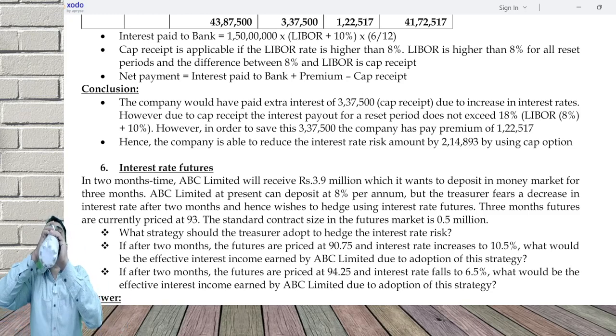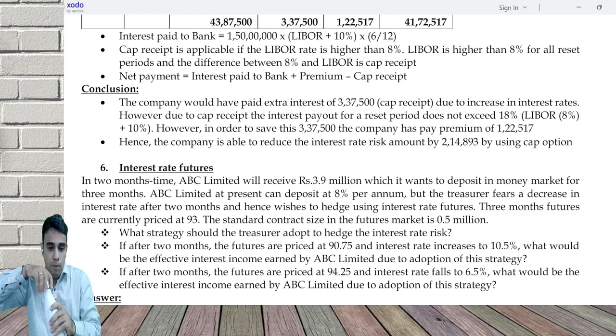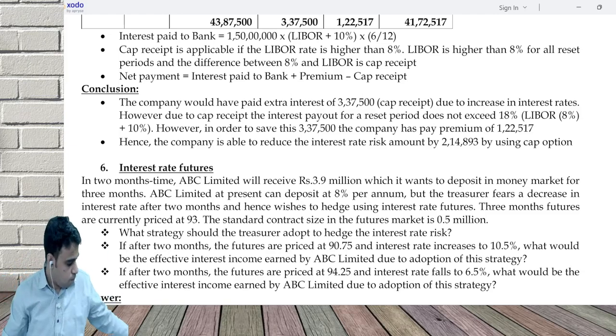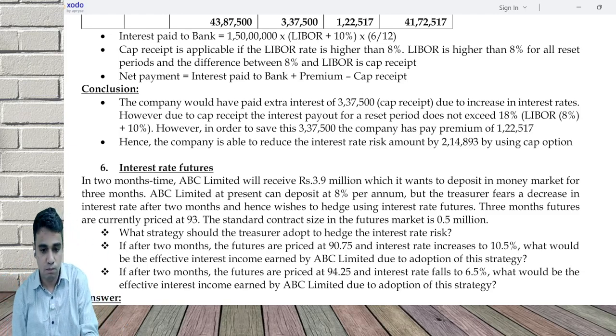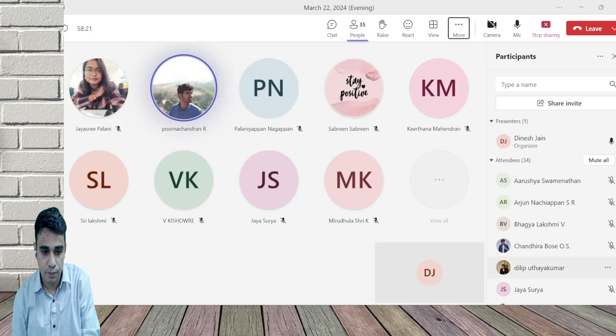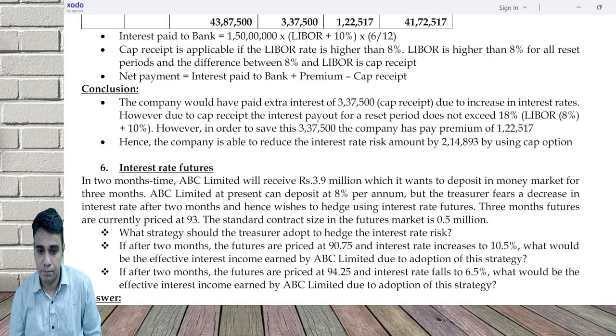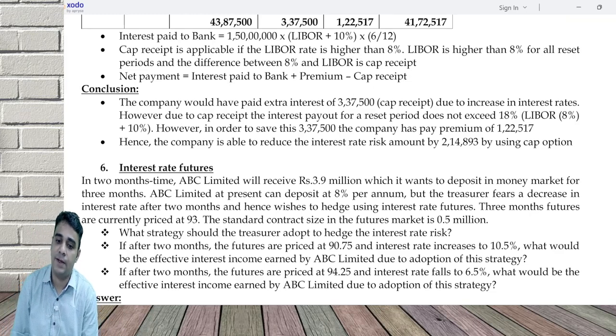Sir, I have one doubt. Sir, the fixed rate of interest is 7% per annum, right? Why have they given that fixed rate of interest as 7%? To amortize the premium. For amortization of the premium, that fixed rate of interest is needed. Okay, sir.